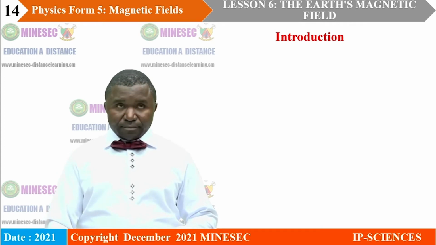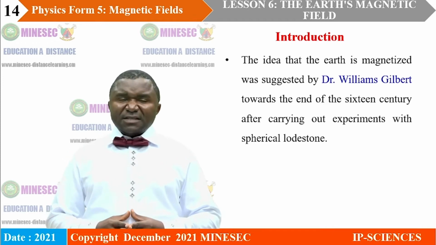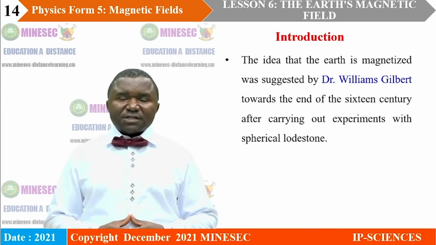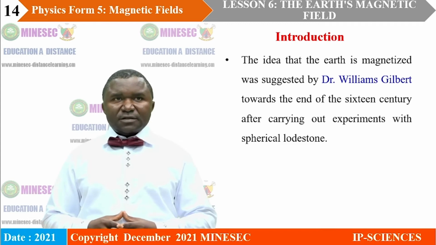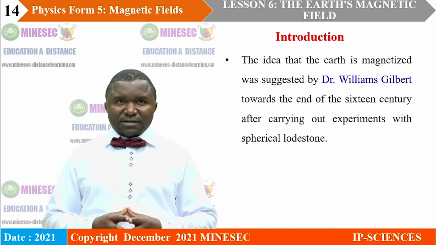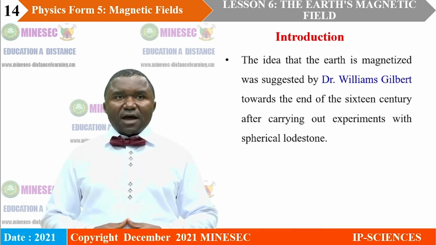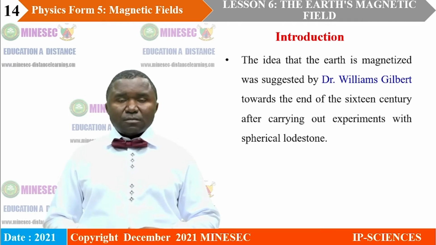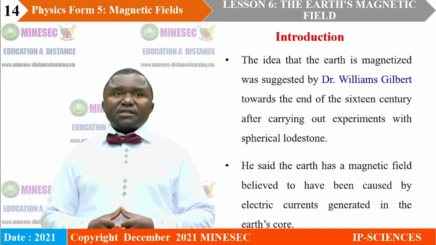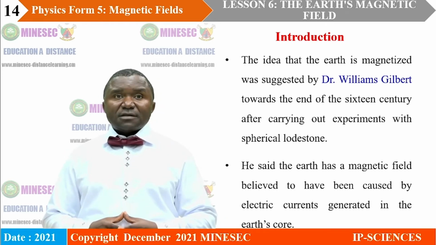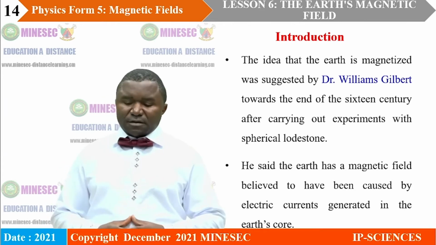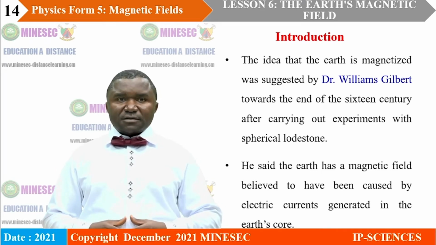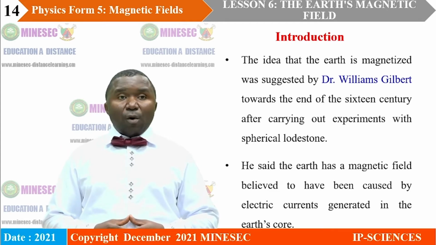Introduction. The idea that the Earth is magnetized was first suggested by Dr. Williams Gilbert towards the end of the 16th century, after carrying out experiments with spherical lodestone. He said the Earth has a magnetic field believed to have been caused by electric currents generated in the Earth's core.